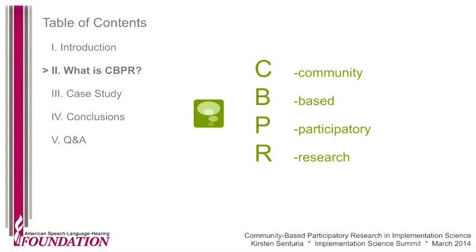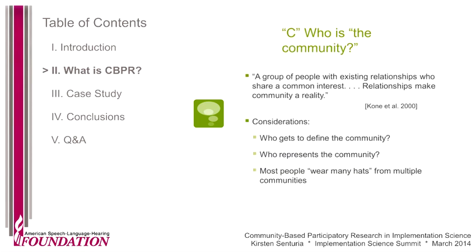So I'm going to break down the acronym. When I say community, who is the community? So you're going to reflect very purposefully on who defines it and who represents it. And that is really critical to having a tight project. So back in 2001, we wrote a paper on improving collaboration between researchers and communities. We asked folks to tell us, what does it mean to be part of a community? And they told us that a community is a group of people with existing relationships who share a common interest. Relationships make community a reality.